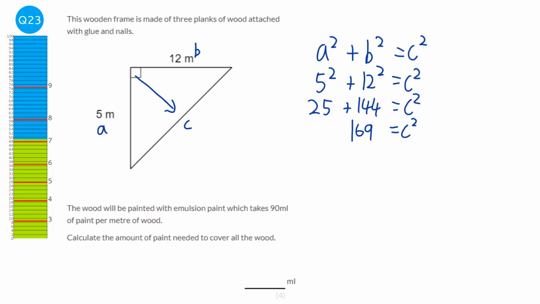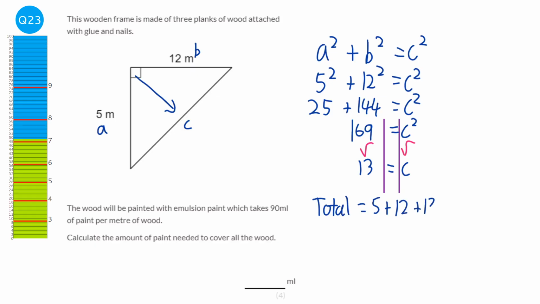Now that's c squared, so we need to solve here, and the way to solve is just to square root both sides. And so it would be 13 equals c. Because it's distance, we don't worry about the negative 13, so just the positive 13. So we know c is 13, so we need to know what the total length around the triangle is. So we're going to add the 5, the 12, and the 13 we've just found. When you do that, you get 30. So we know there's 30 meters in total.